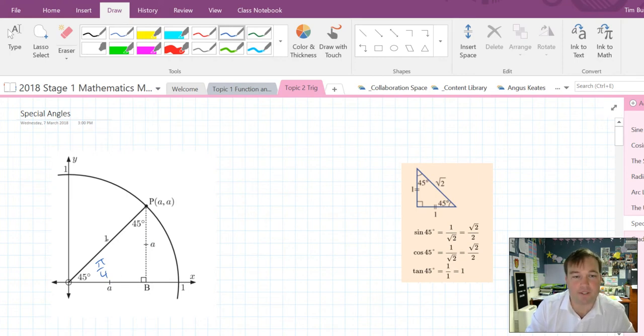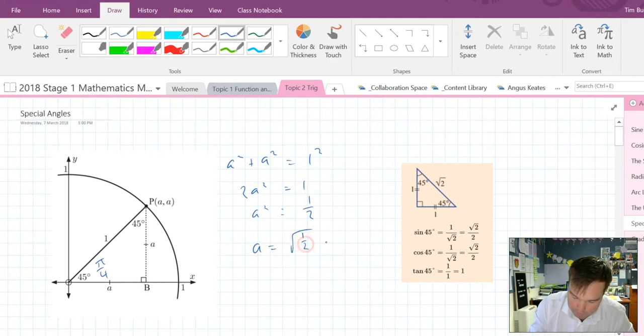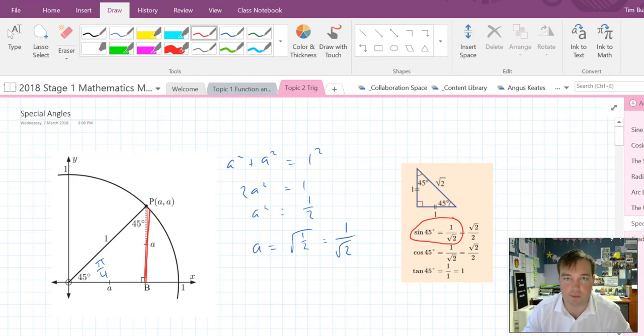So we can use Pythagoras to solve for what A is. Essentially, A squared plus A squared, those two sides, equals 1 squared, or just 1. So 2A squared is equal to 1, A squared is equal to a half, A is equal to the square root of a half, which is the same as 1 over root 2. So from that, we can get these properties: sine of 45 is 1 on root 2, because sine of 45 is that length there. Note that could also be written as sine of pi on 4 is 1 on root 2.